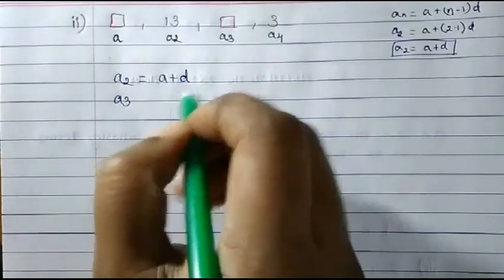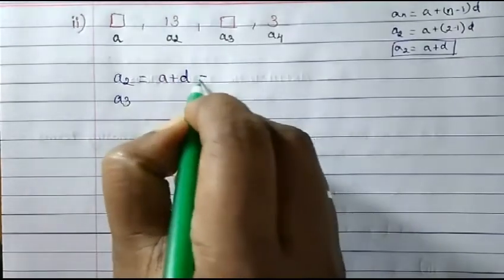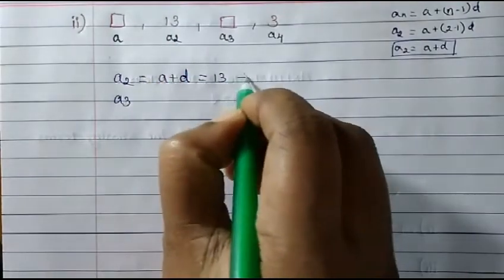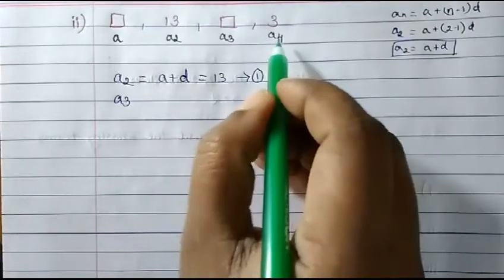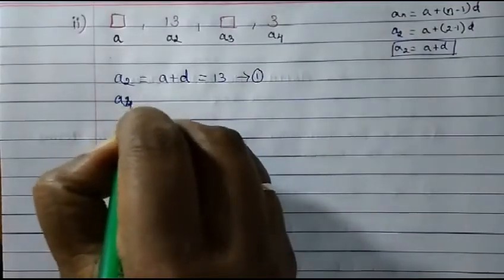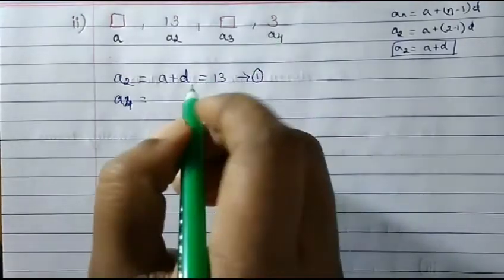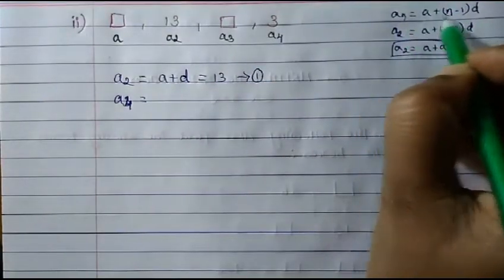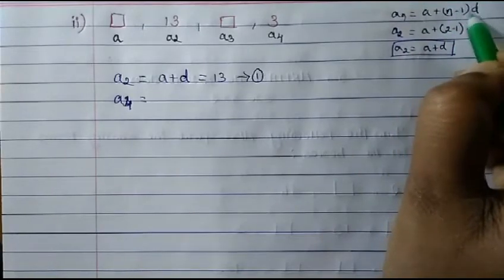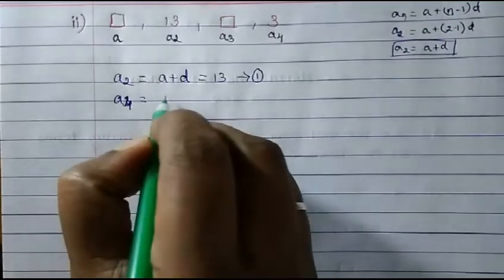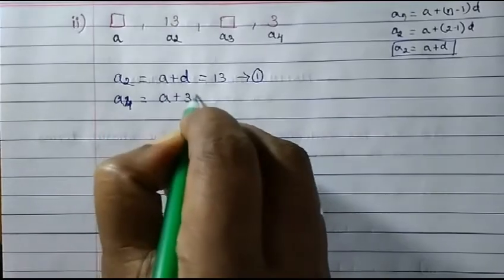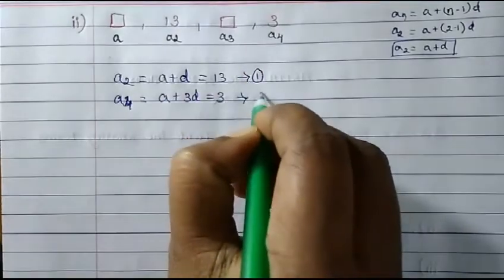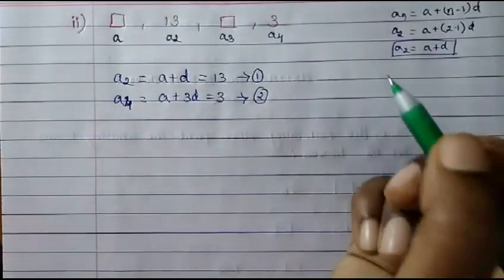So now what we have, let us write down. A2 value we know, A2 is 13. So A plus D equals 13. This you consider as equation 1. Next we have A4. If you don't know, you can use it here only. A4, 4 minus 1 will give us 3, so 3D. So A4 will be A plus 3D, equal to 3. We consider this as equation 2.